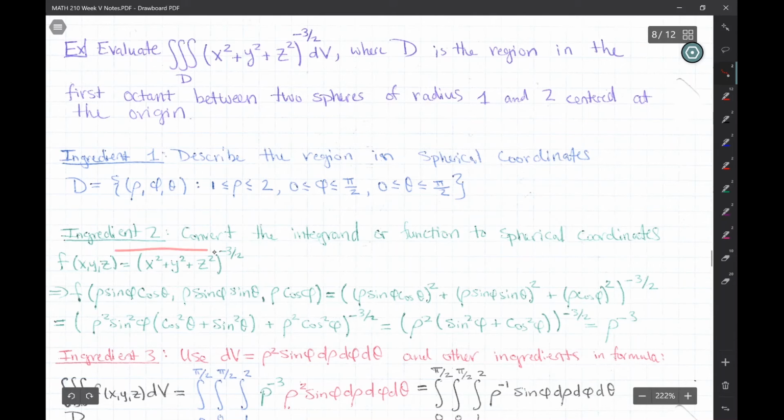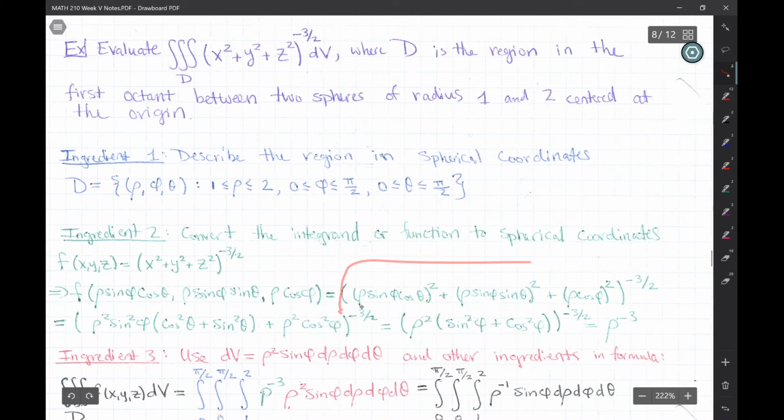The second ingredient is converting the integrand above here, or the function, to spherical coordinates. So here's our function, which is the integrand above here. And how do we convert to spherical coordinates? Well, wherever we see an x, we plug in this expression. Wherever we see a y, we plug in that expression. And wherever we see a z, we plug in this expression here. And so doing so, we get this expression here.